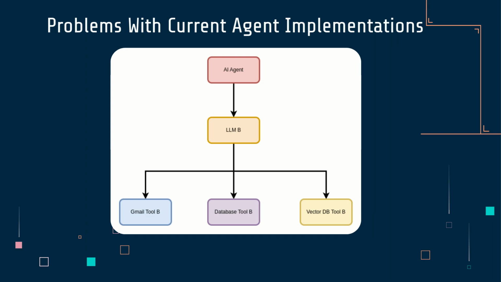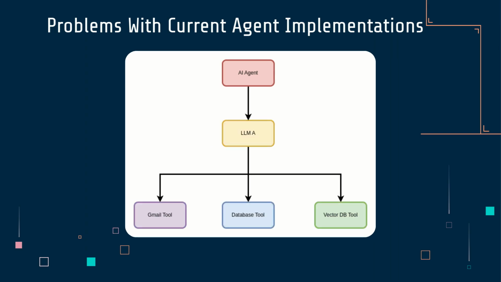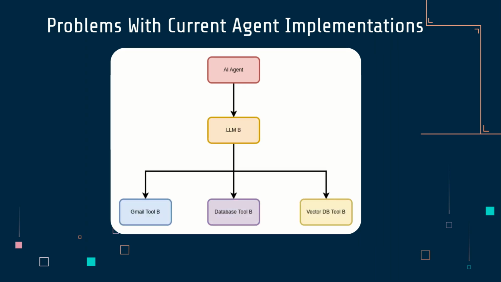So LLM-B supports a different way of interacting with tools. Then again, I have to go ahead and rewrite my tools from scratch. So this is going to be my emailing tool, my database tool, my vector database. I have to write them again from scratch, right? So this was the original one. Then I have to write it again, just to work with LLM-B, right? So that's the problem that we currently have at the moment.